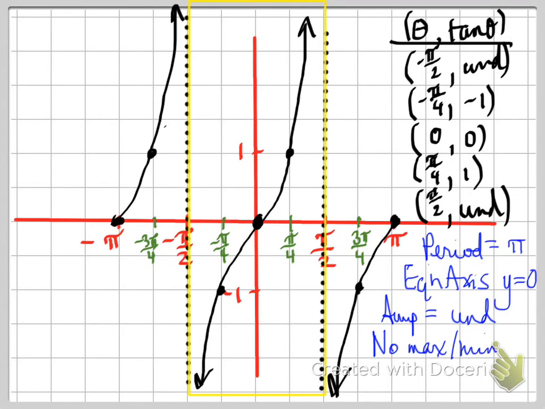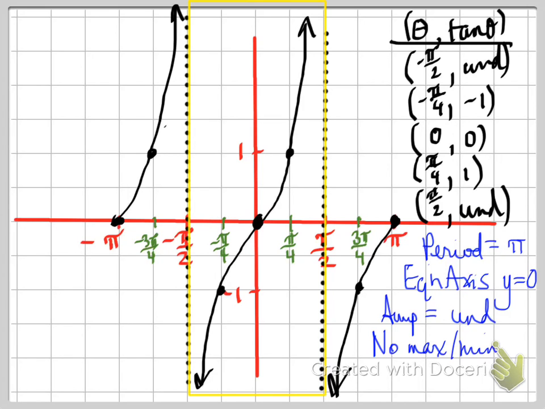Okay, so here we go, finishing off the tan. These are the identifying features of it. For amplitude, it's undefined because it doesn't have a max and a min to calculate the amplitude. So there is no max or min, therefore you cannot determine an amplitude. Equation of the axis is y equals 0. That means the middle point, and the period is equal to pi.